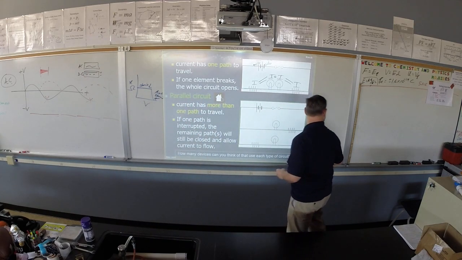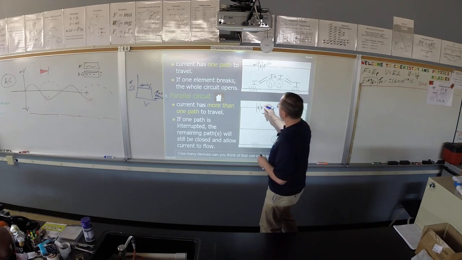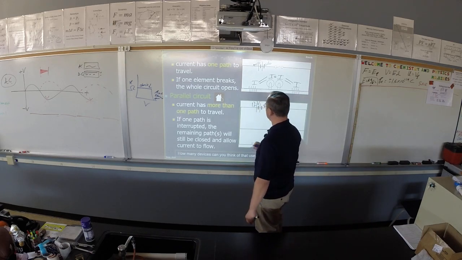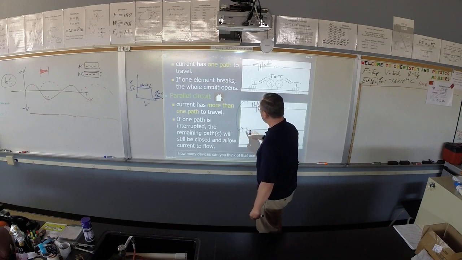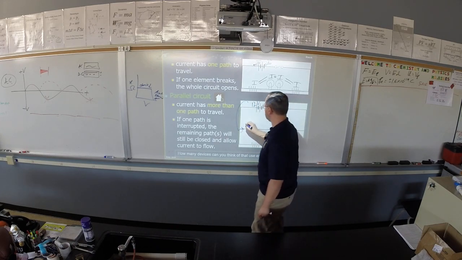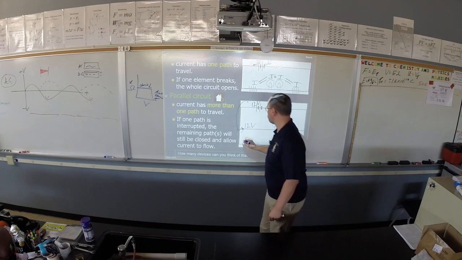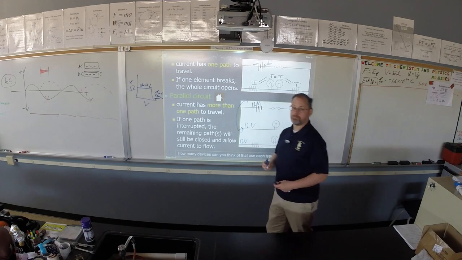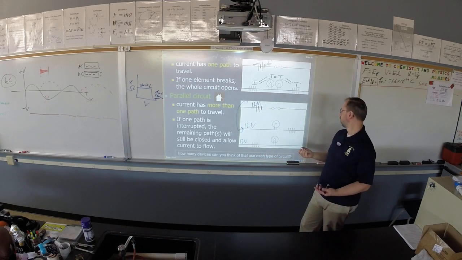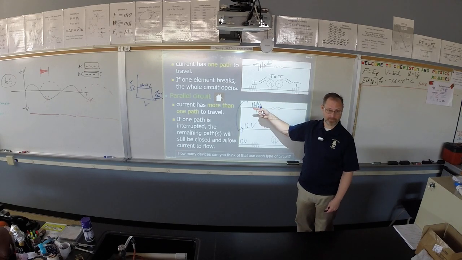What this means is this. If your battery is 12 volts, how many volts are going into this branch right here? 12 volts. And how many volts are going into this branch here? 12 volts. Make sense? Now that does not mean that 24 volts are going in, okay?